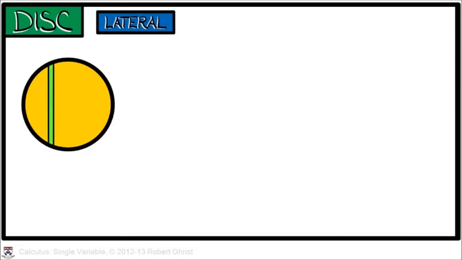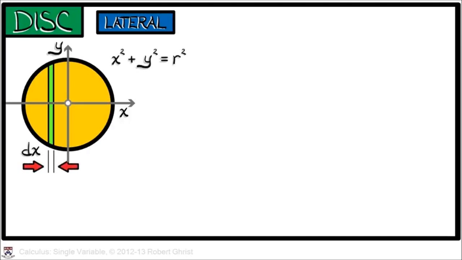We can cut the disk into slices, let's say vertical slices, and we sweep from left to right. Placing the circular disk at the center of the xy plane allows us to use a strip of width dx and height given by what? Well, the equation of the circle is x squared plus y squared equals r squared. Solving for y gives plus or minus square root of r squared minus x squared.